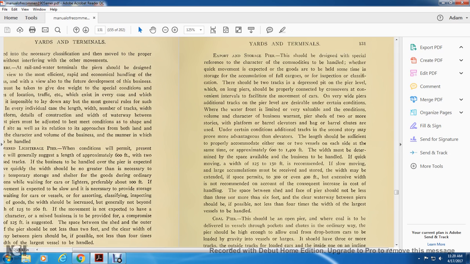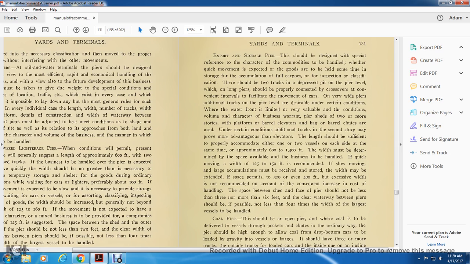The length should be sufficient to accommodate either one or two vessels, one on each side at the same time, approximately 600 to 1,400 feet. The width must be determined by the space available and the business to be handled. If quick moving, a width of 125 to 150 feet is recommended. Slow moving and large accumulations must be received and stored, so the width may be extended, space permitting, to 300, even 400 feet, but excessive width is not recommended because of the consequential increase in the cost of handling.